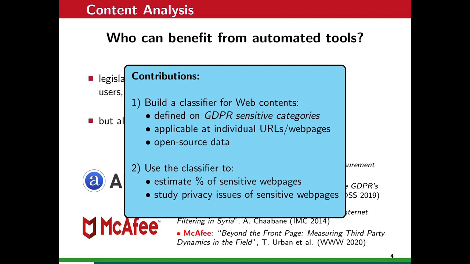In addition, we also wanted our system to work at the level of individual URLs and web pages, rather than providing a categorization of domains and IPs. Finally, we decided to create our classifier using exclusively open source data, in order to allow other researchers to reproduce our results and to build on top of them. Once we created the classifier, we used it to estimate the percentage of sensitive web pages according to GDPR that are available on the open web, and to understand if those web pages with sensitive content are treated differently from other web pages.